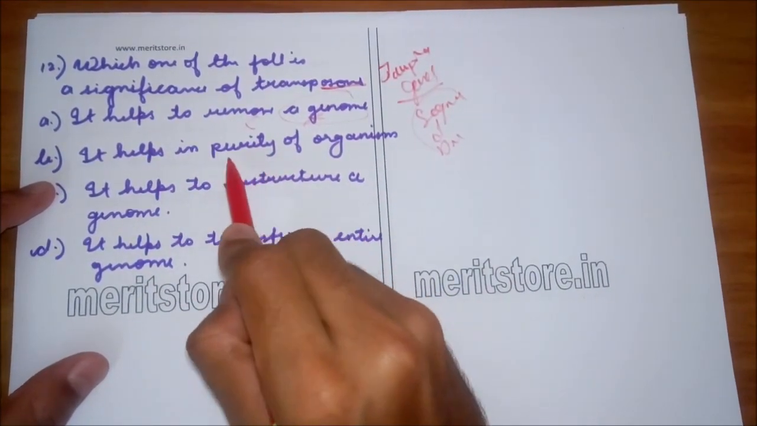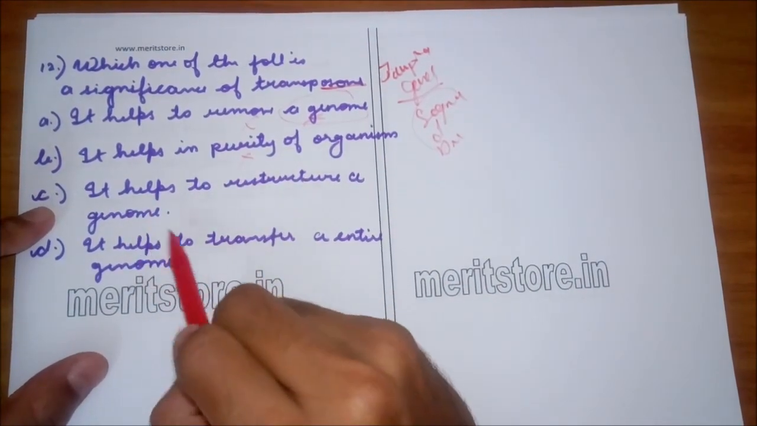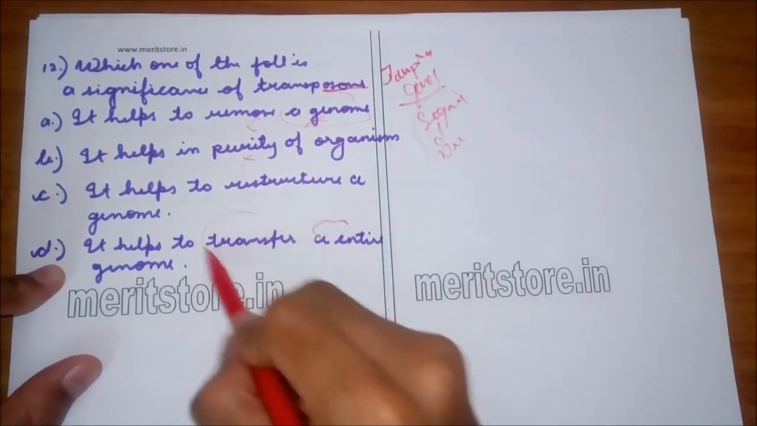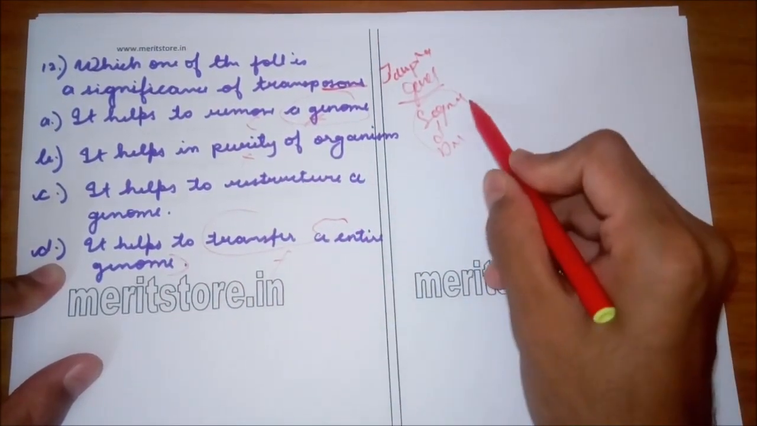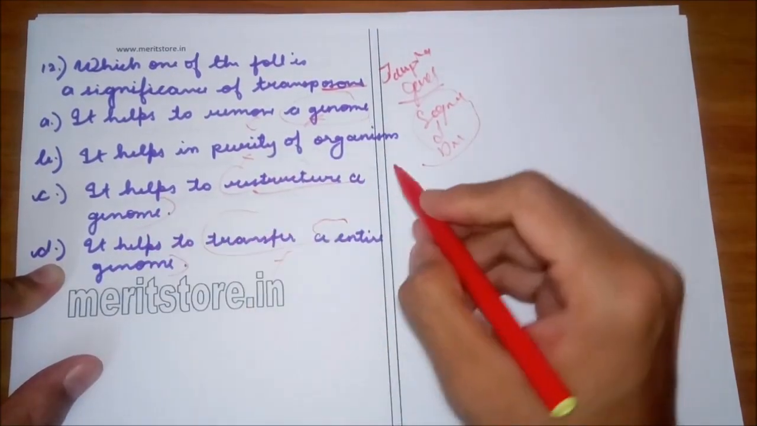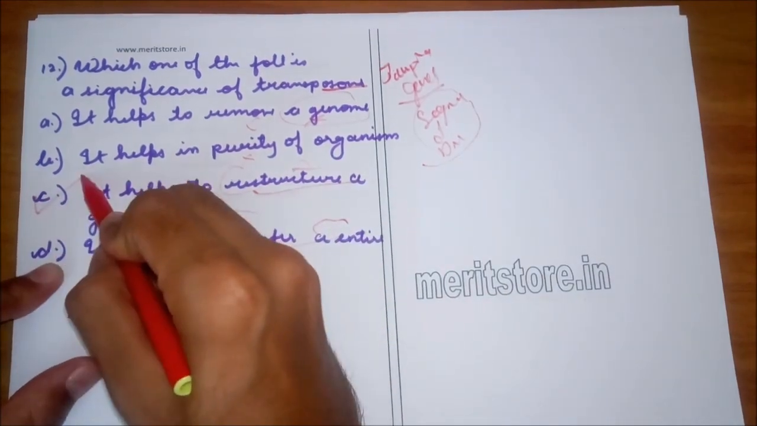B, it helps in purity of organism. No, wrong. C, it helps to restructure a genome. And D, it helps to transfer an entire genome. The entire genome cannot be transferred since it is only a part of a DNA. So it helps in restructuring of a genome. So option C is the correct answer.